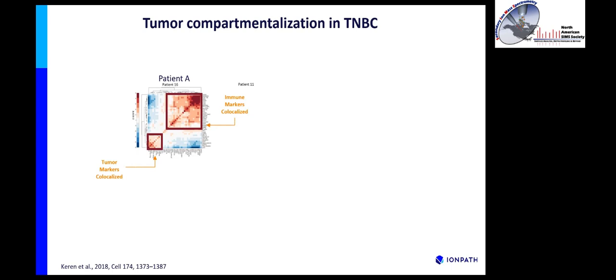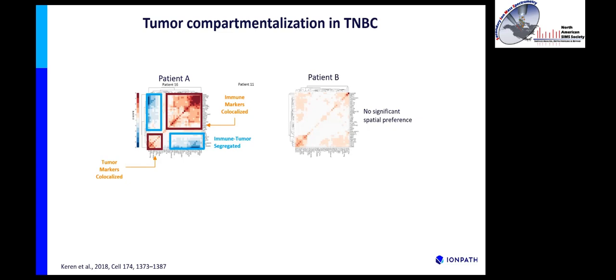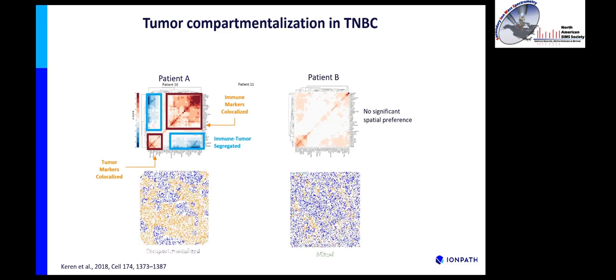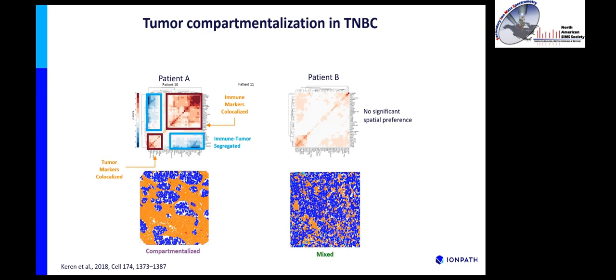We see that the immune markers are co-localized, the tumor markers are co-localized with each other, and the immune and tumor cells are segregated from there. If we look at a similar plot from patient B, we see that there's no significant spatial preference. And so if we go back and look at the phenotyped image from those two particular samples, we see two very different distributions of tumor and immune cells within those images themselves.